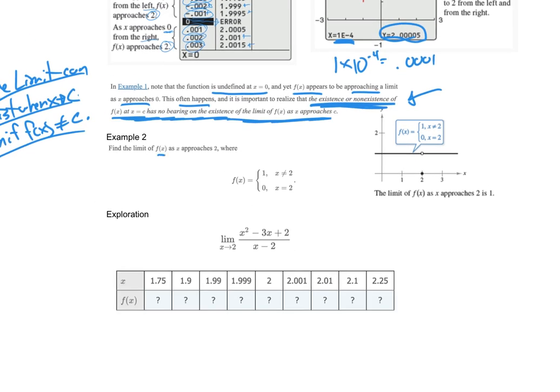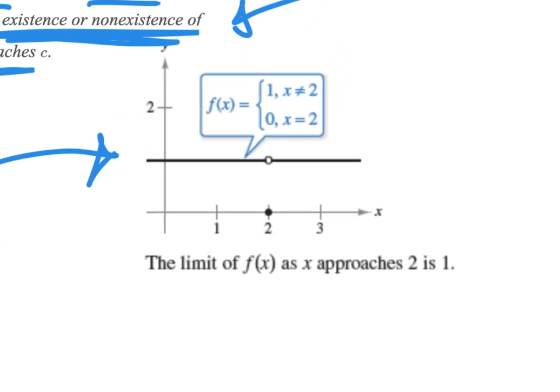So find the limit of f of x as x approaches 2, where f of x equals 1 when x is not 2, and f of x equals 0 when x is 2. So we have this graph right here. Again, this is a piecewise function. So that means we have to figure out what the graph looks like. So it's 1 everywhere except right here at 2, it's actually equal to 0.